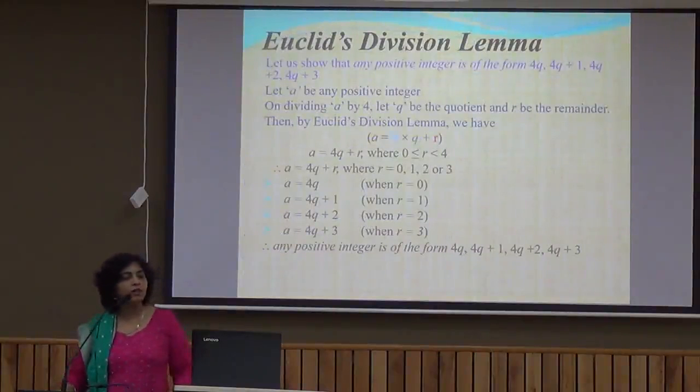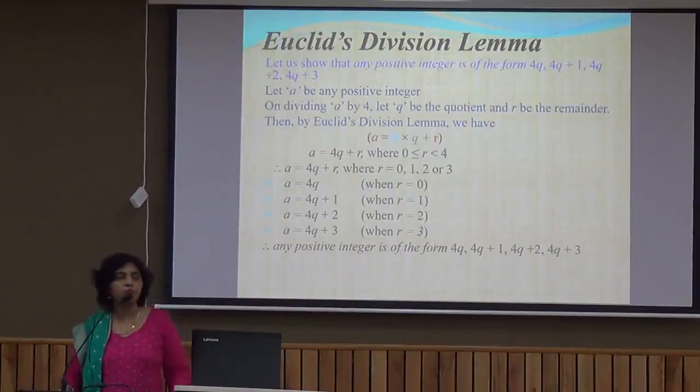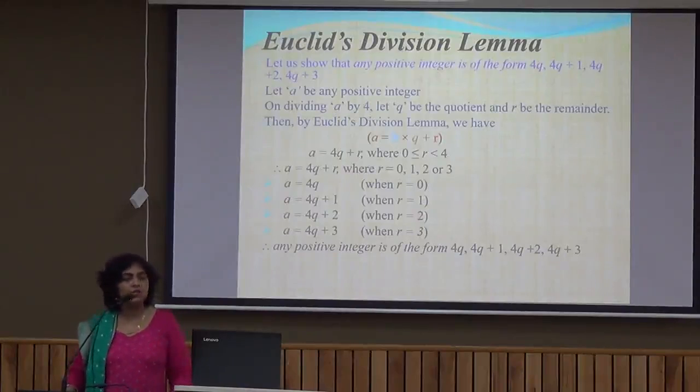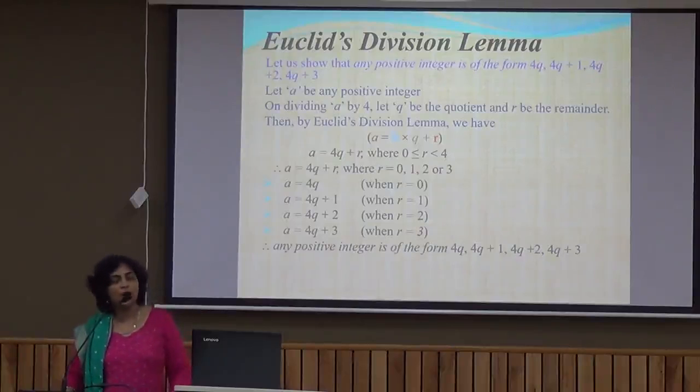Let us show that any positive integer can be represented in the form 4q, 4q plus 1, 4q plus 2 or 4q plus 3. That means any integer can be represented in any of the four forms. So we take any positive integer and we divide that integer by 4. So q be the quotient and r be the remainder. So according to our division lemma, a is equal to 4q plus r and r should be less than 4. It can take any value 0, 1, 2 and 3 but not greater than 3.